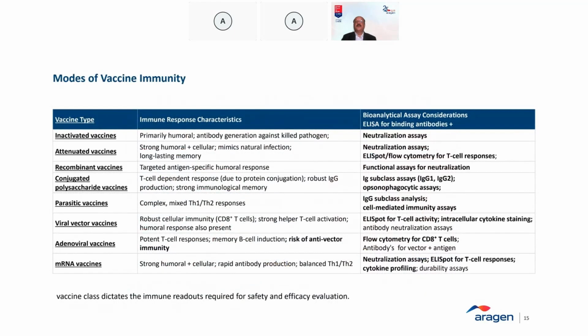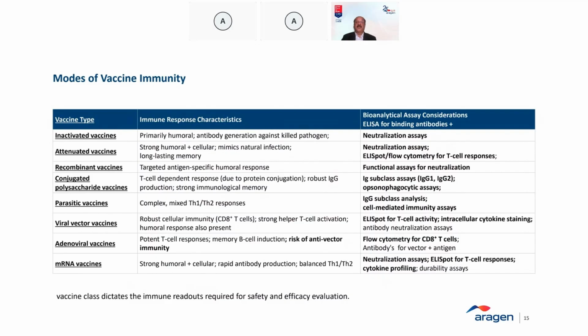As the vaccines have evolved, there are different ways in which they give an immune response. If you go to inactivated vaccines, they normally raise only antibodies. And so the assays that we do are binding assays for antibodies, which is a gold standard for all vaccines. And along with that, we have to demonstrate neutralizing activity.